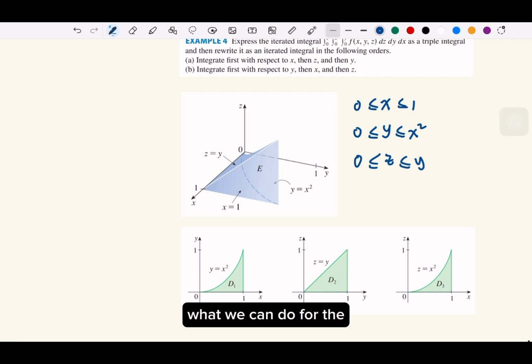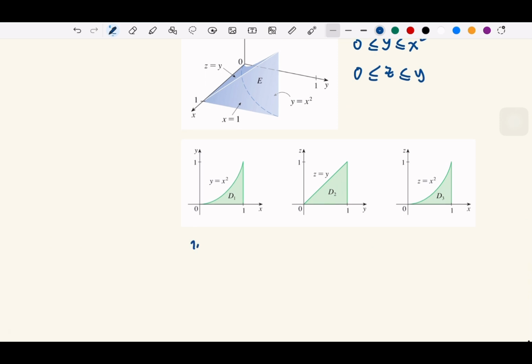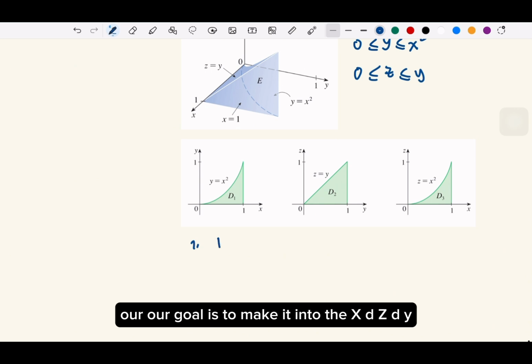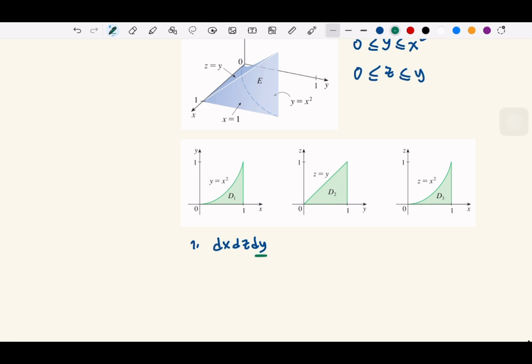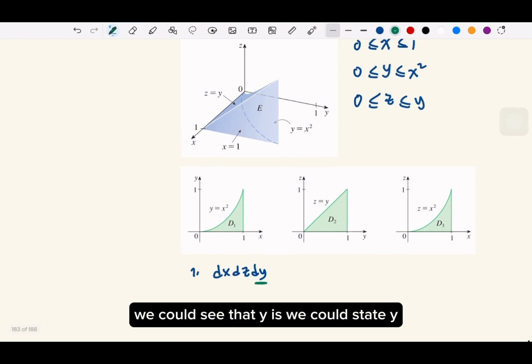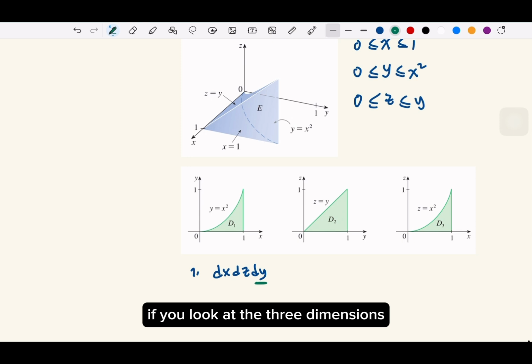So after we get these three projections, our goal is to make it into dx, dz, dy. So first, we look at the dy. We need to make y a constant. If you look at the three dimensions, it's all the same, 0 to 1. So let's just use that one: 0 to 1 for y. Okay, so let's just write y.